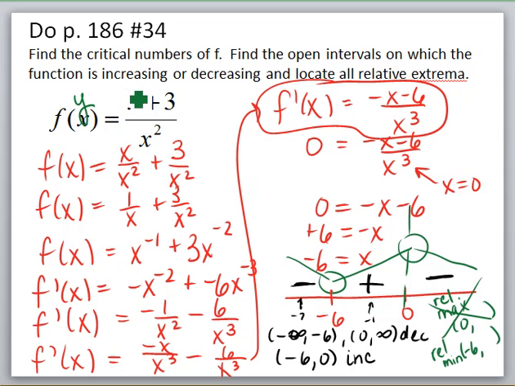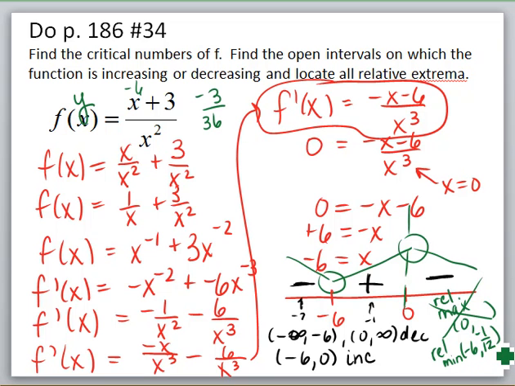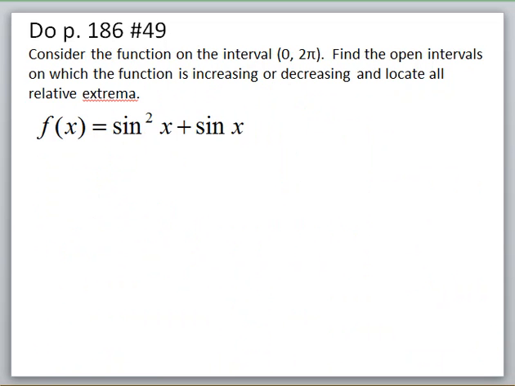Then I'll plug in negative 6. Negative 6 plus 3 is negative 3. Negative 6 squared is 36. That gives me a negative 1/12. So I'm going to really have a relative min on this problem. I'll go ahead and get started on the next problem, and I'll have to finish it in the next video because it is a little bit longer.